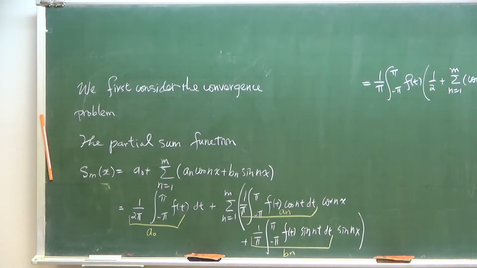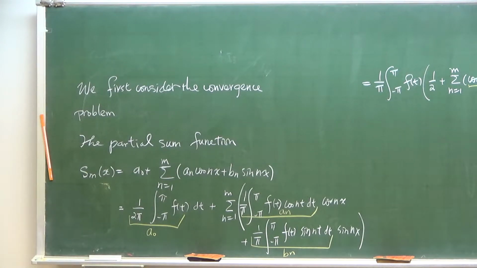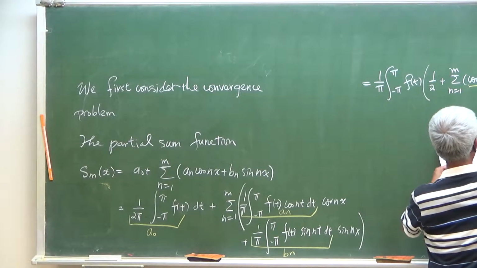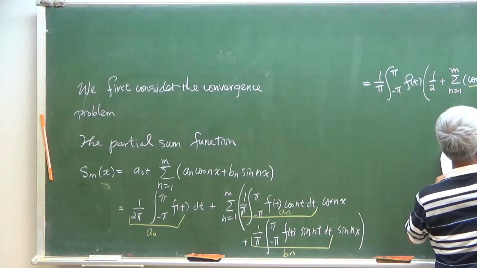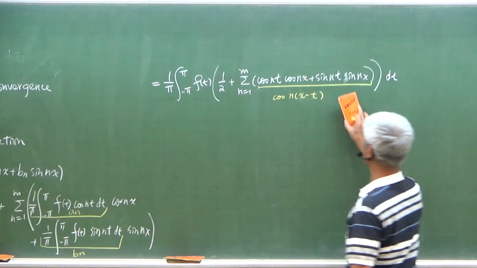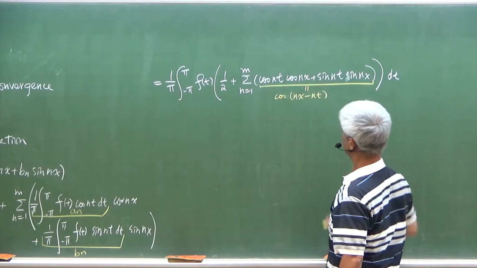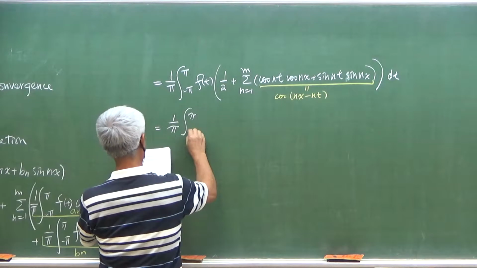Okay, we just do this combination together, and we know that in trigonometry we have the difference identity. So we have cosine n(x minus t), so maybe I use x minus t is better. Actually, it's cosine of nx minus nt, right? So this is equal to this one. All right. So we have f of t.